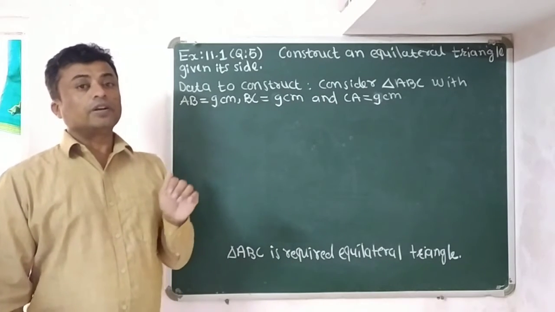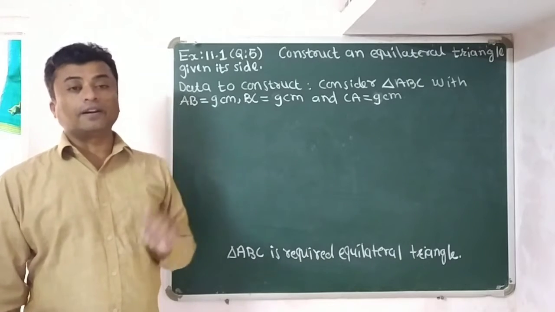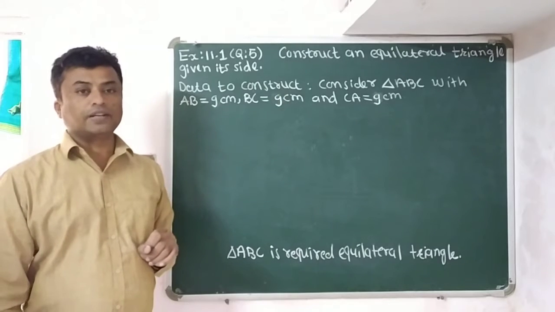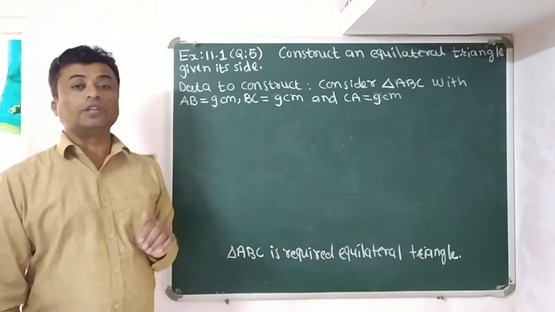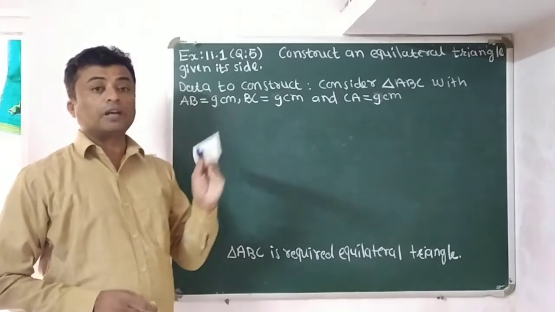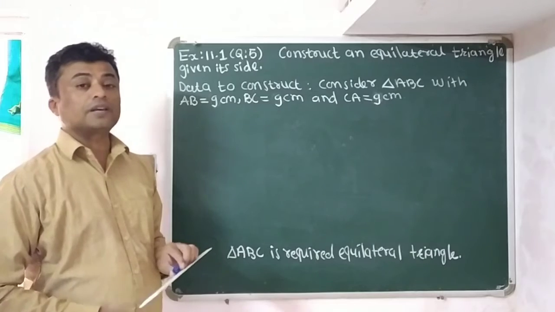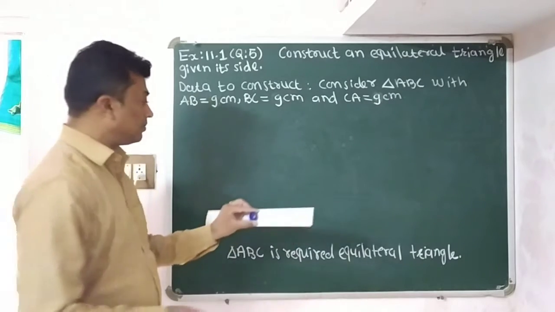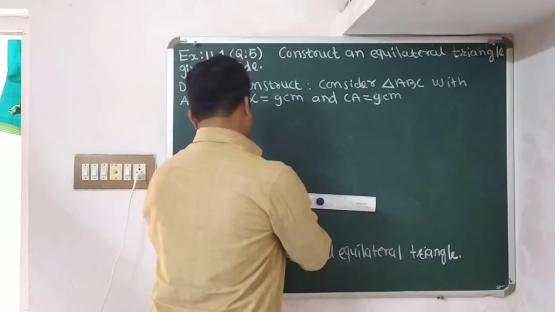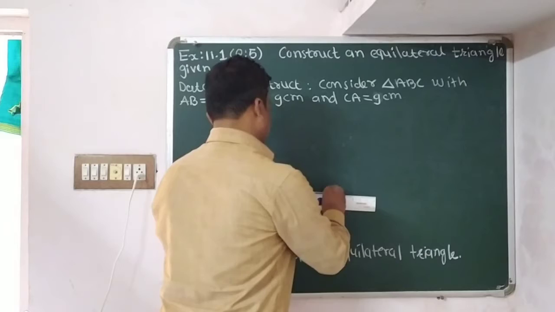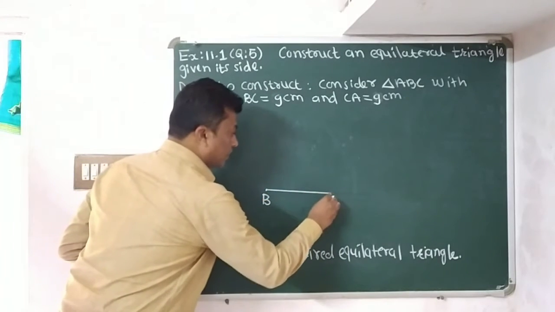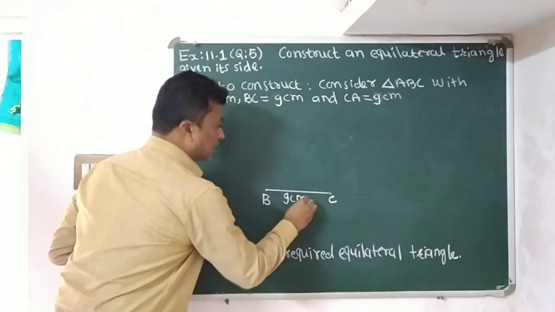Now we can construct triangle ABC, which is an equilateral triangle. First we will construct side BC equal to 9 centimeter, and we can construct this with the help of the scale. This is our scale, and with its help we will construct line segment BC equal to 9 centimeter. I am constructing BC equal to 9 centimeter. Here it is point B, then point C, and it is 9 centimeter.